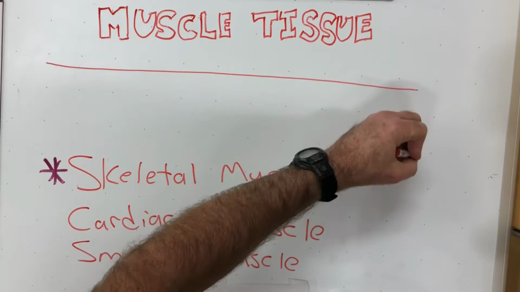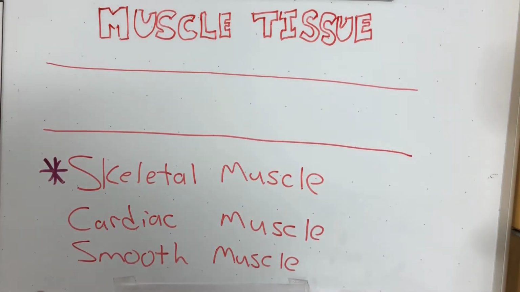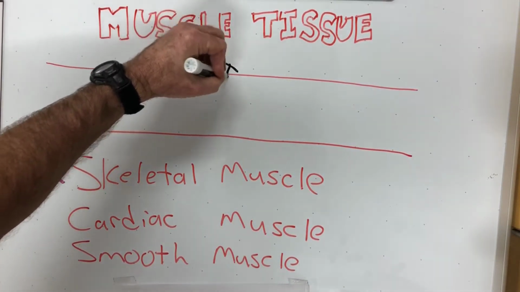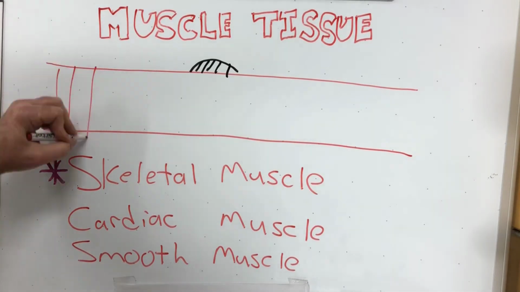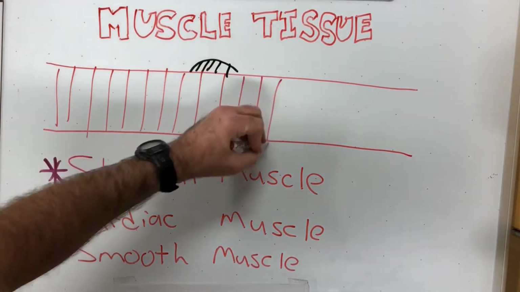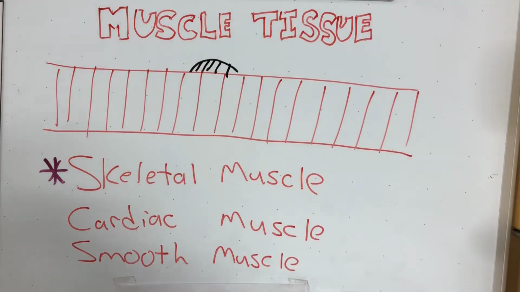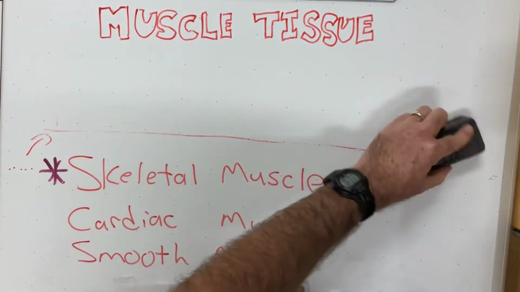A skeletal muscle cell is one of the largest cells in the body, and its nuclei are actually on the outside, and it's got multiple nuclei, even though I only drew one. Now, a skeletal muscle cell has stripes running across it, and we say that it is striated. We call those stripes striations.